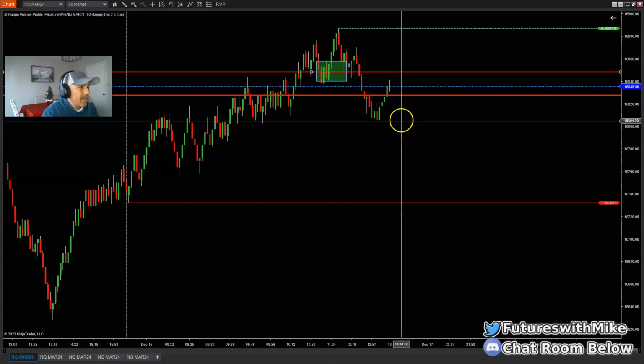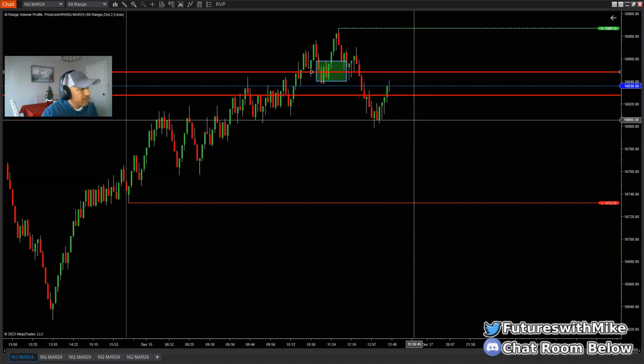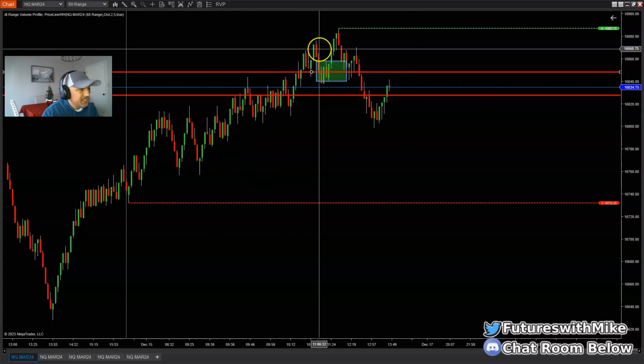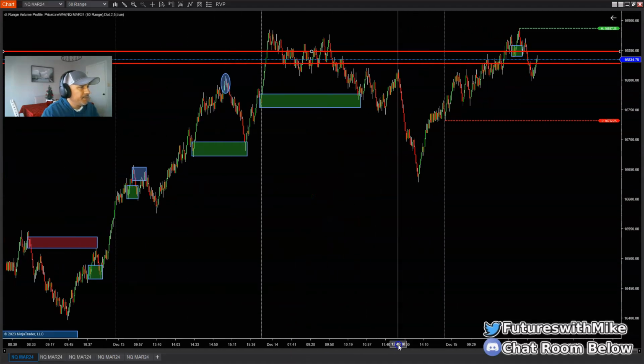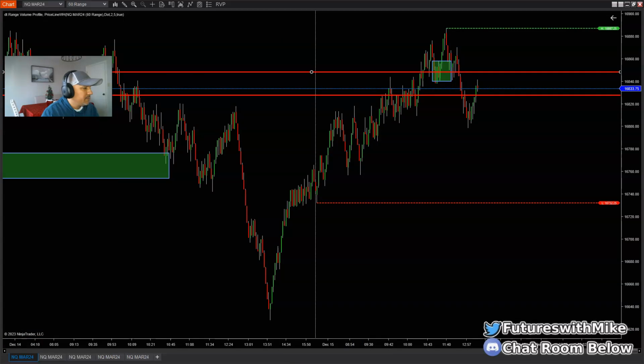So this could be a pullback to go short. But ultimately overall, the market is actually bullish today. Okay. But we are breaking minor areas of structure back down to the downside.